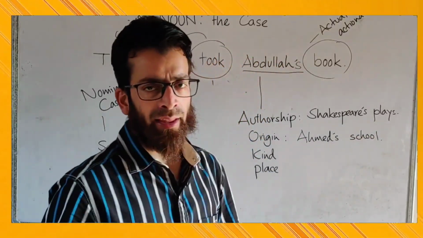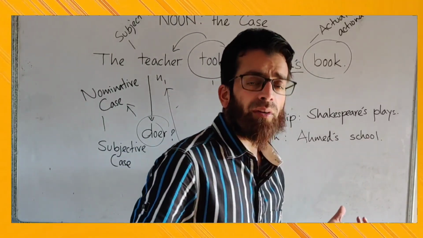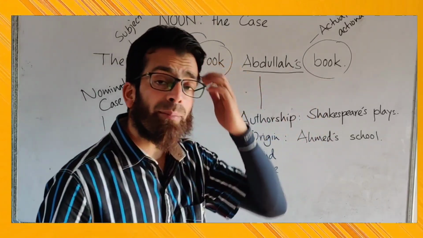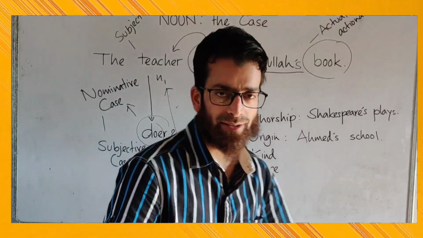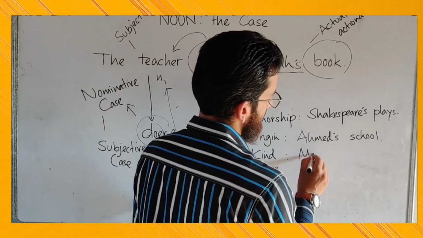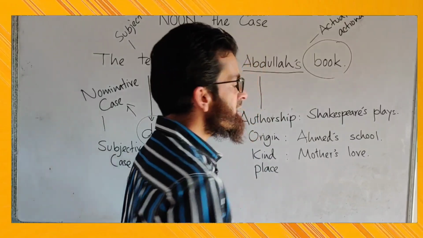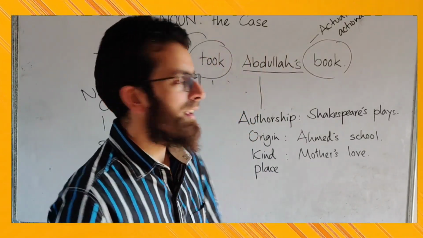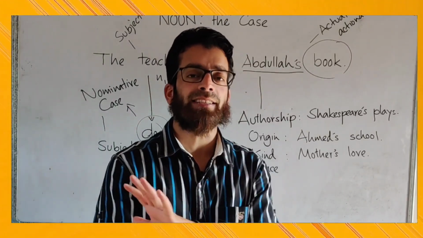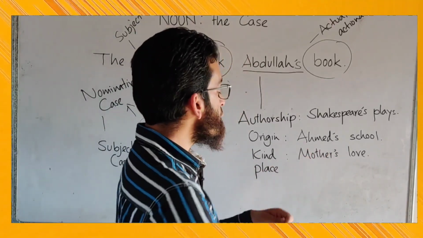Ahmed's school. This does not imply that Ahmed possesses this school. Rather, it simply says that we are talking about that school where Ahmed studies. So, origin. And kind, we can say, for example, mother's love is unmatched. A love which a mother feels for her children, that is unmatched, that's unparalleled, that's unrivaled. So this is kind, mother's love. It does not show possession, rather it shows kind.